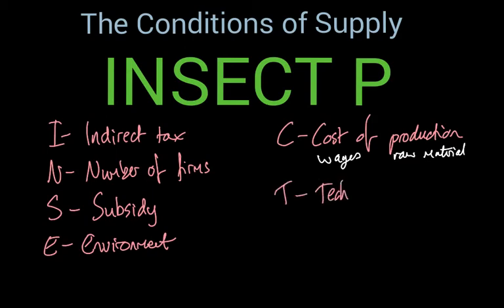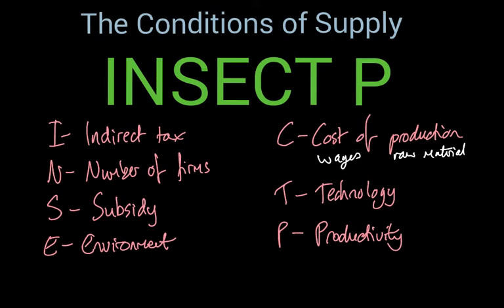T is technology. Obviously, as technology changes, that enables businesses to normally produce more, and that's quite strongly related to the P, which is productivity. Productivity meaning how much can we get from the resources that we have in the business. So if we can get more from our current resources, that will mean that the business will be more inclined to produce, and that will move supply to the right.